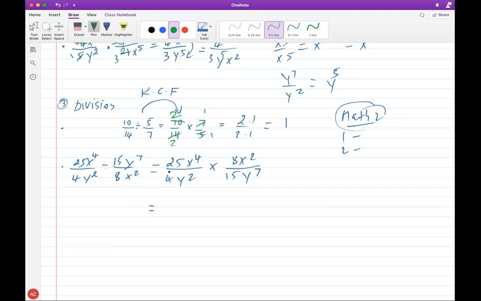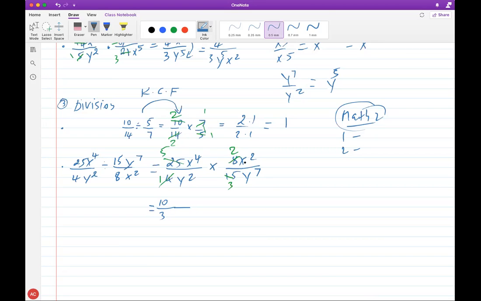Cancel. That's right. So we have 25 and 15. We can reduce by 5, which will be 3 and 5. And here we're going to reduce by 4, so it'll be 1, 2, and 2. Okay, so we got rid of the numbers. Just multiply them. 5 and 2, that's 10. 1 and 3, that's 3.